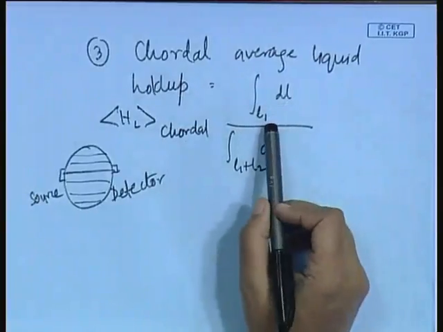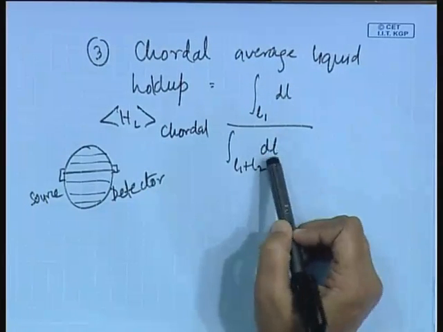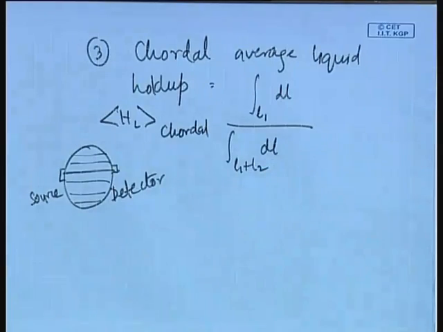Yeah? L means the length. It is basically the length of the chord which is occupied by the gas phase and the length of the chord which is occupied by the liquid phase. Okay, because along the entire chord the entire thing cannot be filled with liquid or the entire length cannot be filled with the gas when the two phases are flowing, isn't it? Some portion will be filled with the gas phase, some portion will be filled with the liquid phase, isn't it?